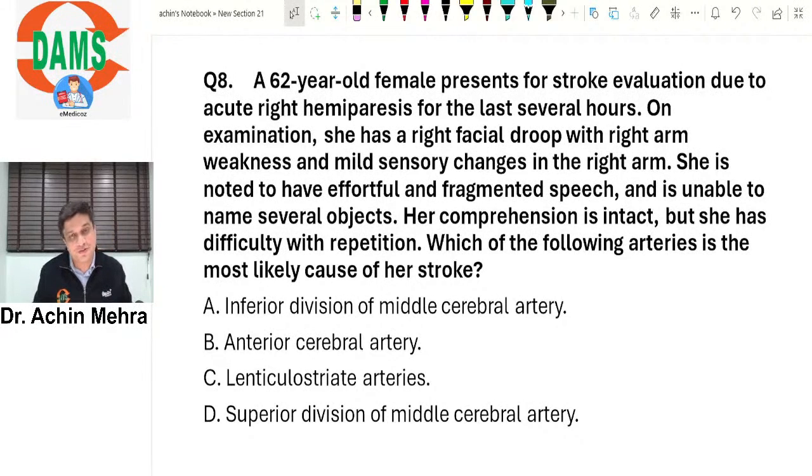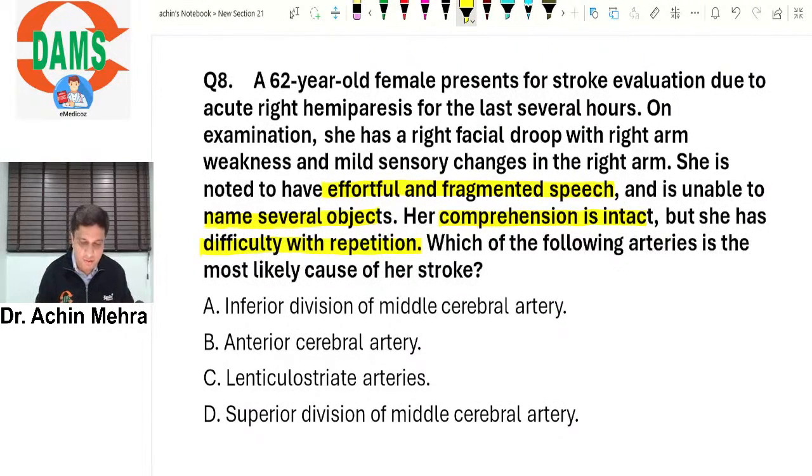A 62-year-old female presents with stroke evaluation due to acute right hemiparesis for the last several hours. On examination, she has a right facial drop and right arm weakness. See, every time an aphasic patient will have right weakness because the damage is on the left dominant side. She is noted to have effortful, fragmented speech. She is unable to name several objects. Her comprehension is intact and she has difficulty in repetition.